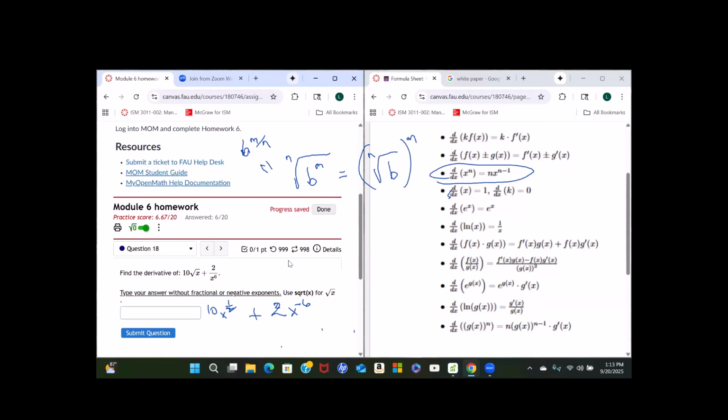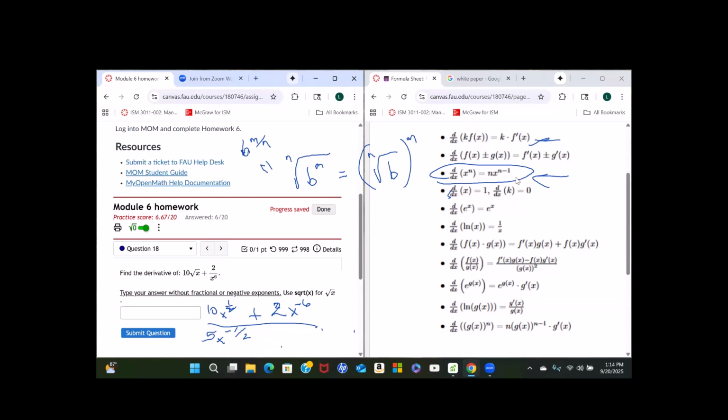Let's say you know how to get to here. Now we're just going to use this and this, but I don't have to keep separating it. I can say this is 10 times 1/2, or 5, x to the 1/2 minus 1, which is the -1/2 power.